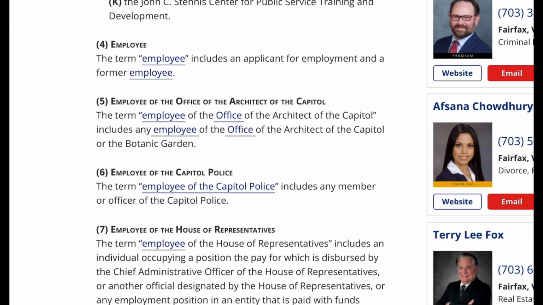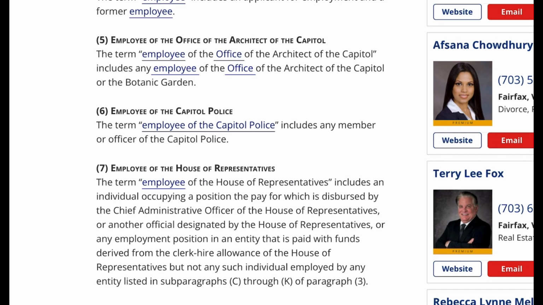4. Employee. The term employee includes an applicant for employment and a former employee. 5. Employee of the Office of the Architect of the Capitol. The term employee of the Office of the Architect of the Capitol includes any employee of the Office of the Architect of the Capitol or the Botanic Garden. 6. Employee of the Capitol Police. The term employee of the Capitol Police includes any member or officer of the Capitol Police.